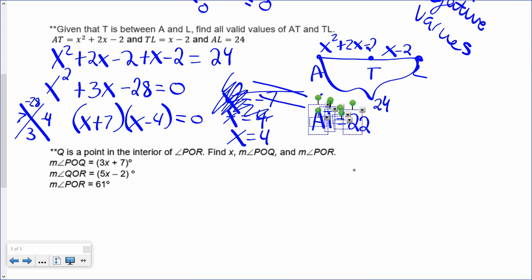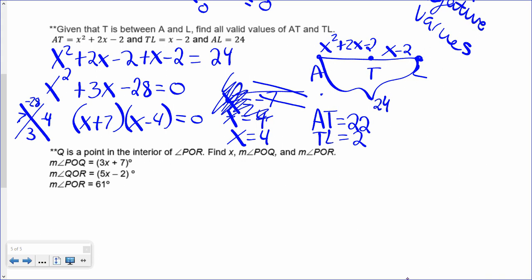Is everybody with me with AT being 22? All right, what would TL be? 2. Is everybody with me? You gotta stop me if you're not with me so I can explain it. Otherwise, I'm gonna keep going. So everyone understand what we're doing when we're testing the numbers? Make sure that they're not negative within the diagram.